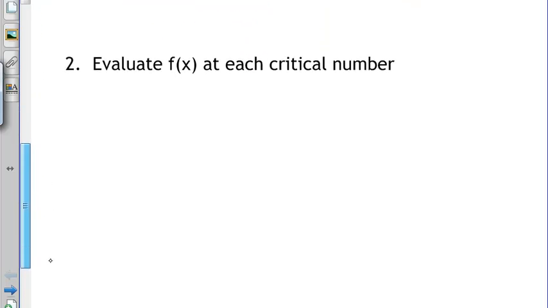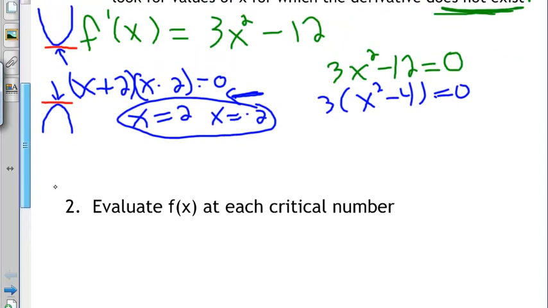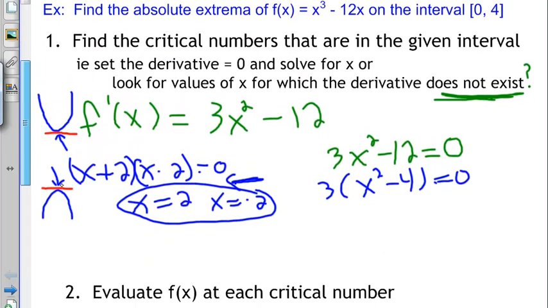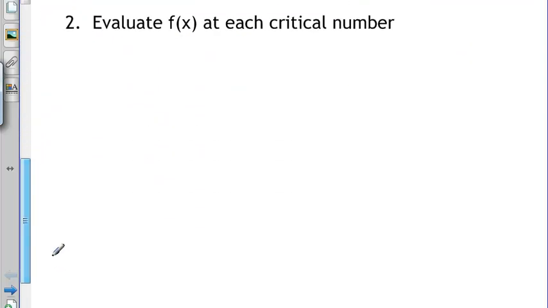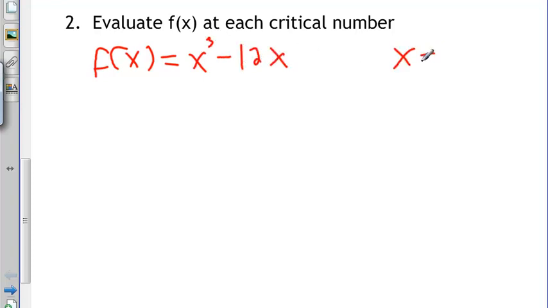So basically, we want to evaluate the original function at each number, and the original function was x cubed minus 12x. So if I take the original function, x cubed minus 12x, and I take my critical numbers, x equals 2 and x equals negative 2, we know that these are potential maxes or mins. We're going to call them candidates. That's why it's called the candidates test. It's also called the extreme value theorem.